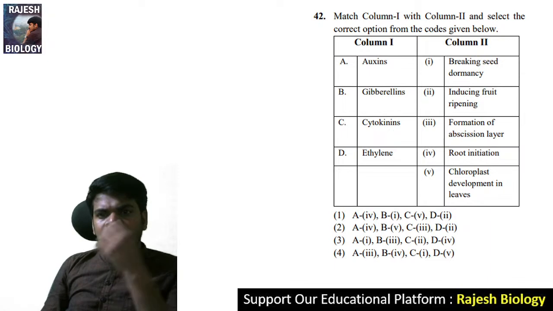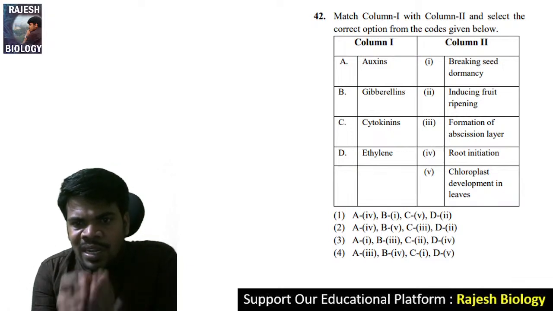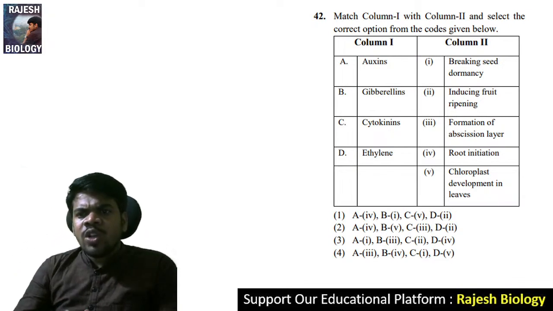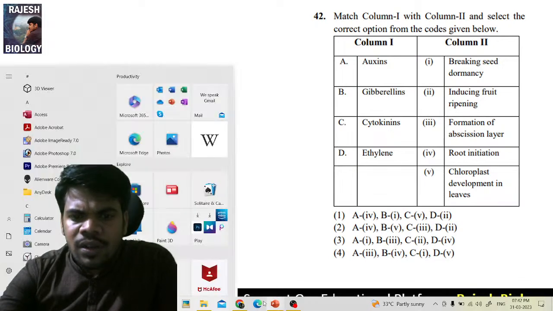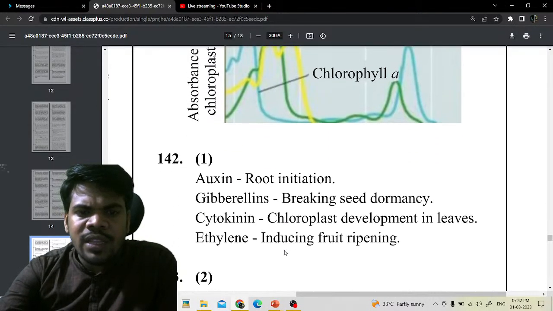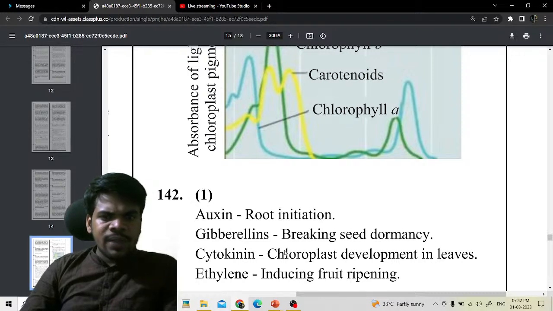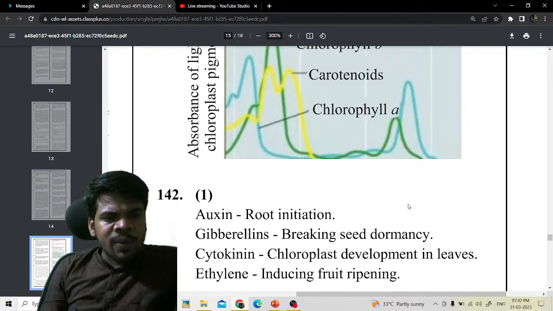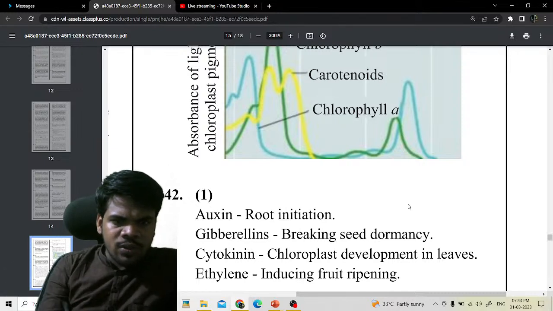42nd question. Match column 1 with column 2. Select the correct option from the codes given below. Auxins, gibberellins, cytokinins, ethylene are given on one side. Breaking seed dormancy, inducing fruit ripening, formation of abscission layer, root initiation, chloroplast. Yes, Chandrika already gave the answer. Let me check whether it is right or wrong. No, it is wrong. Here is the matching: auxins, root initiation; gibberellins, breaking seed dormancy; cytokinin, chloroplast development in leaves; ethylene, inducing fruit ripening. So it is better to take a screenshot. It will be helpful for your NEET preparation. Maybe there is a chance to ask in single type questions or maybe in matching type questions also.